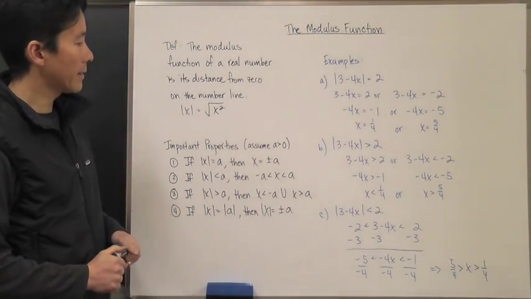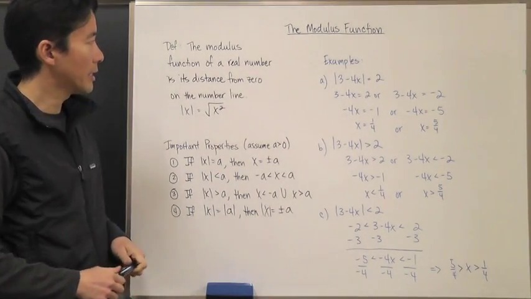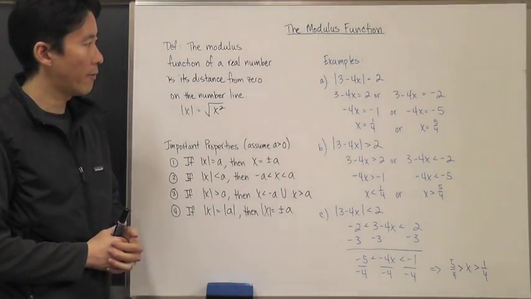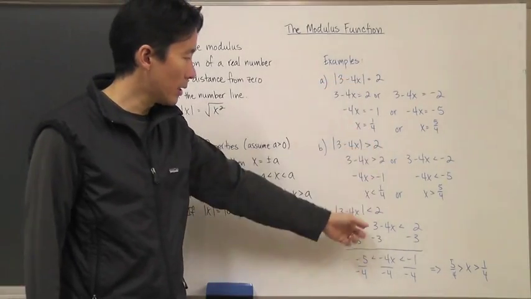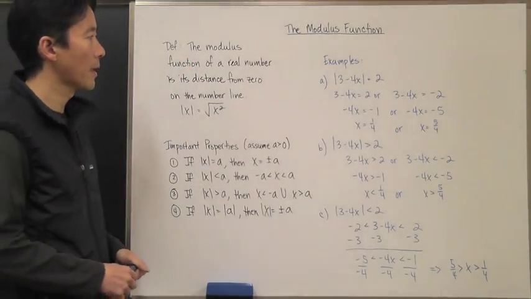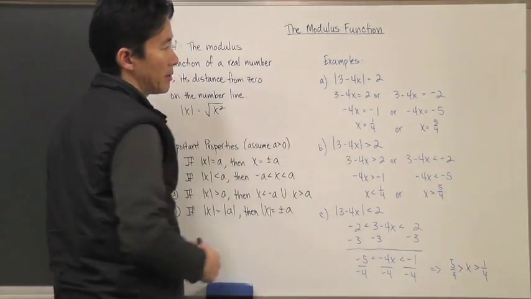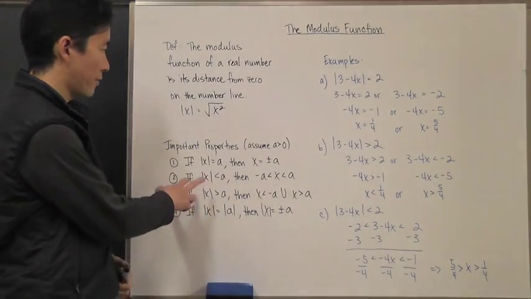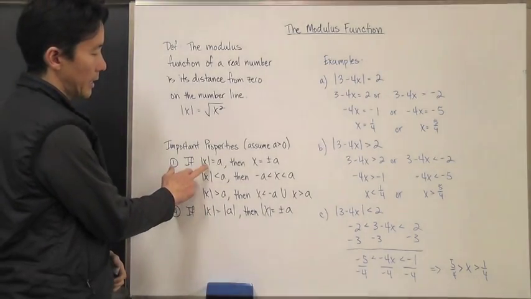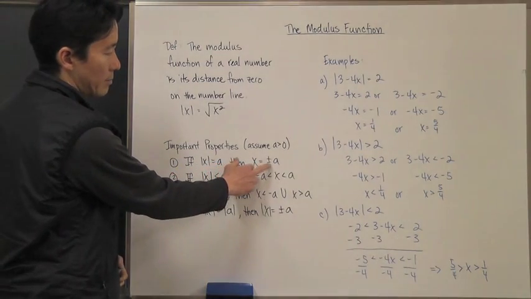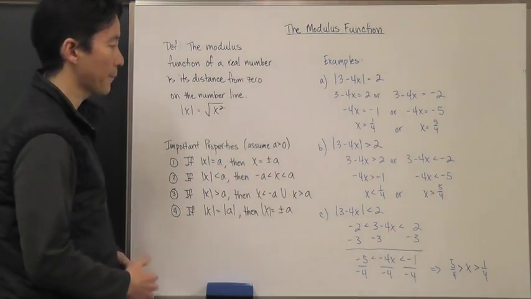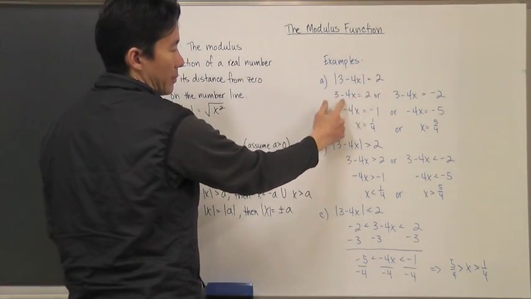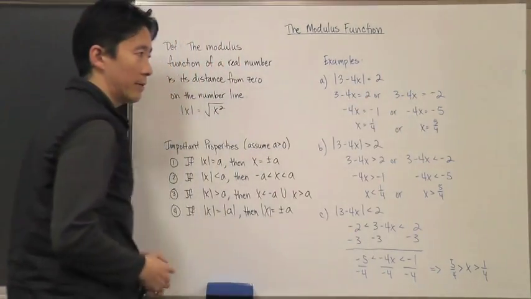Okay, let's take a look at these first three and use an example to show you exactly how we can use these properties to solve equations or inequalities involving the modulus function. Say, for example, we have the absolute value of 3 minus 4x is equal to 2. Using the first property, this part right here, which would be considered the x, has to be equal to 2, or it has to be equal to negative 2.